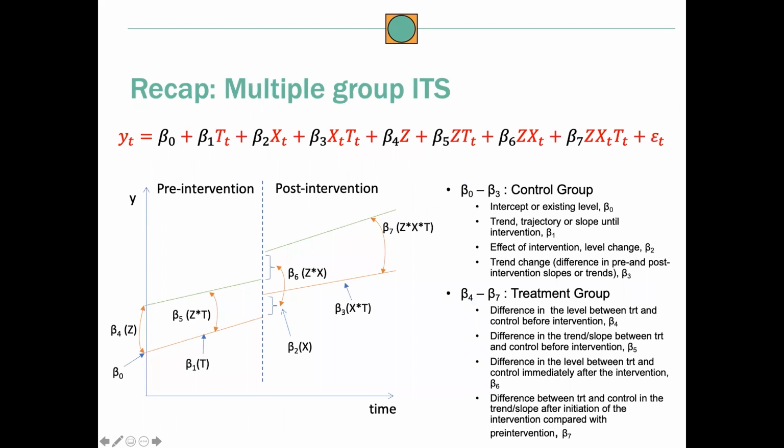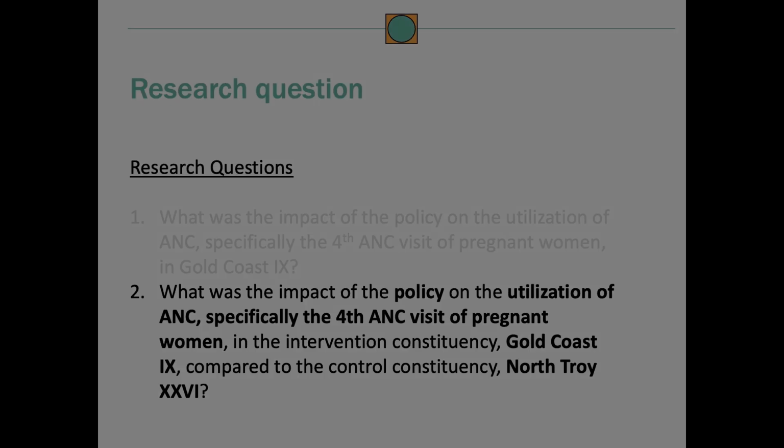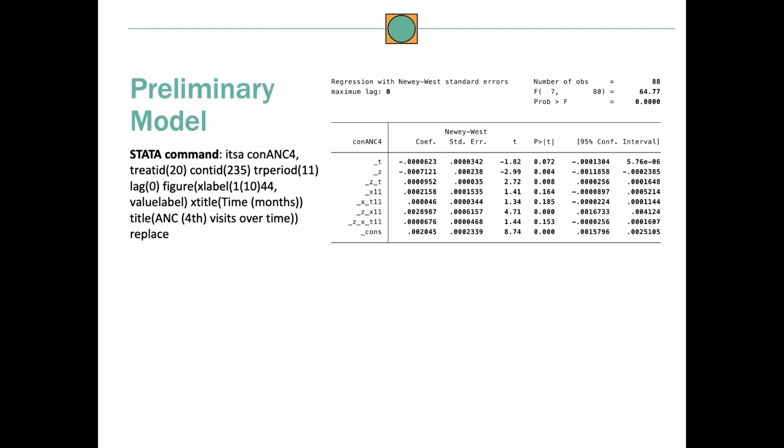Just a reminder, this is our regression for a multiple group interrupted time series and the graph that we want to produce. We're answering the second research question, the impact of the policy on the use of ANC in Gold Coast compared to North Troy. So in our preliminary model, we specified our outcome, our treatment ID for Gold Coast number 9, our control ID for North Troy 26, our treatment period. We specified a lag of 0 and we assumed no autocorrelation. We requested a graph and asked it to replace the variables that the command created if they had already been created. Once we run our ITSA, we produce the following output.